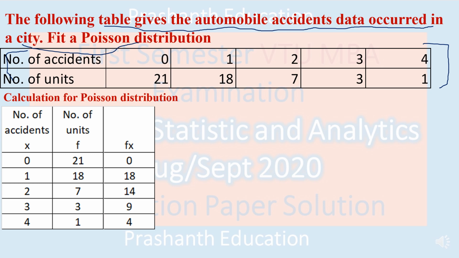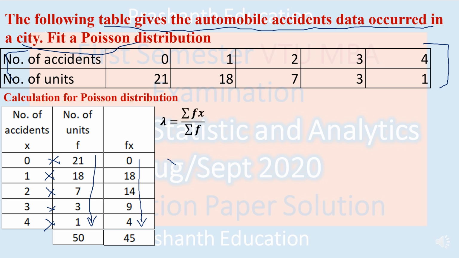Now f of x: you multiply 0 with 21, 1 with 18, 2 with 17, 3, 4, then add all these together. Now we will calculate lambda for the Poisson's distribution. Lambda is equal to sum of f x divided by sum of f. Once we substitute the values, we get 0.9.